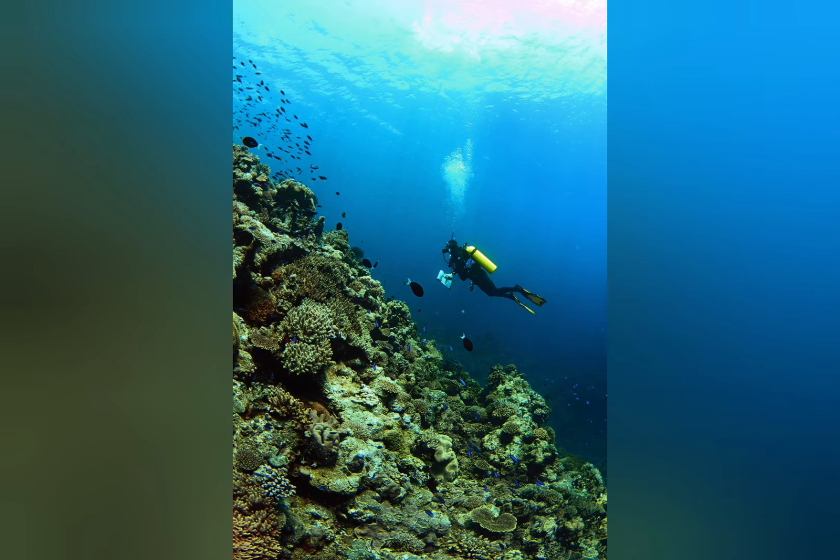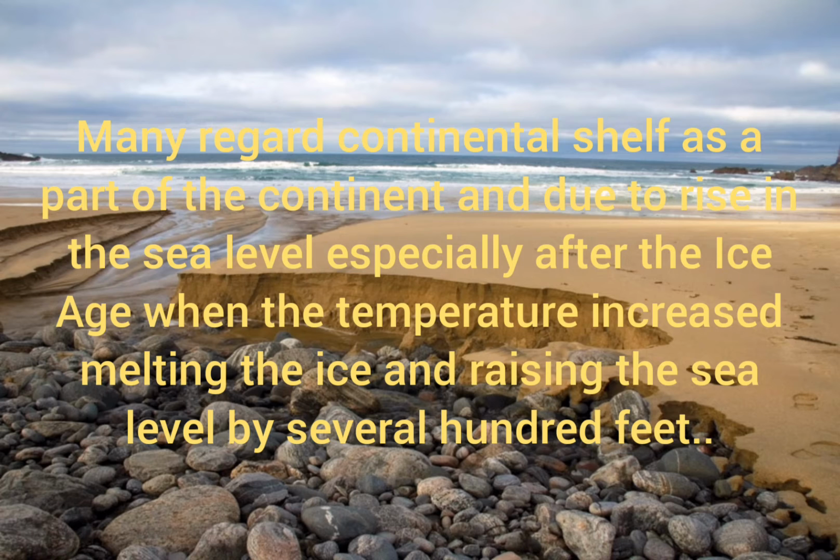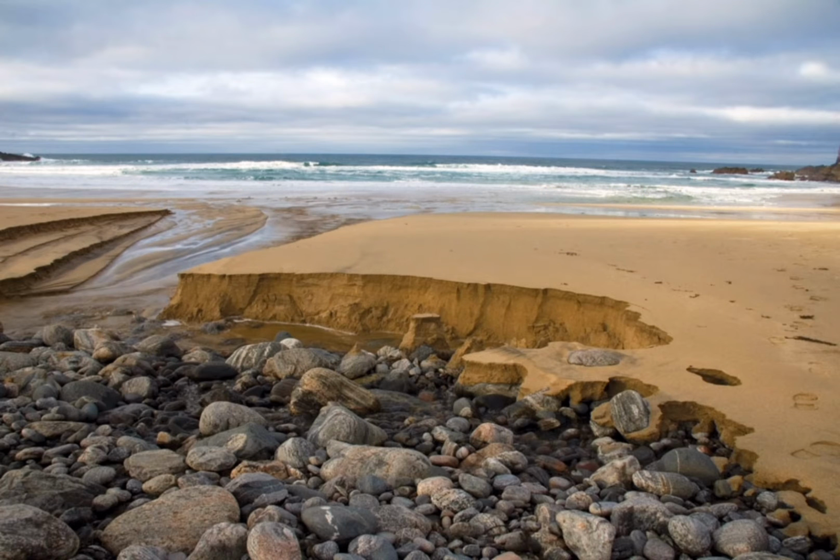Some people believe that the continental shelf is actually a part of the continent, but due to the rise in the sea level, it has become slightly or half submerged in the ocean. Now, why did the sea level rise? They say that in the ice age or Paleolithic period, most of the continents were covered with ice, but as the temperature increased, the ice melted, which raised the level of the sea by several hundred feet, and the continental shelf was formed.